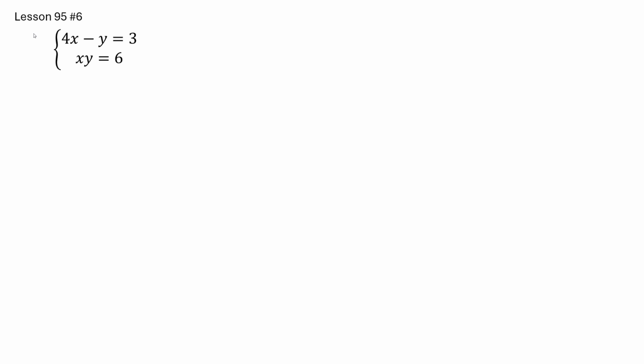Okay, this is lesson 95, number 6. It is a nonlinear system of equations. The first equation is linear, but the second equation is not. And so we have to use substitution to solve this. So we are going to solve for y in the first equation.